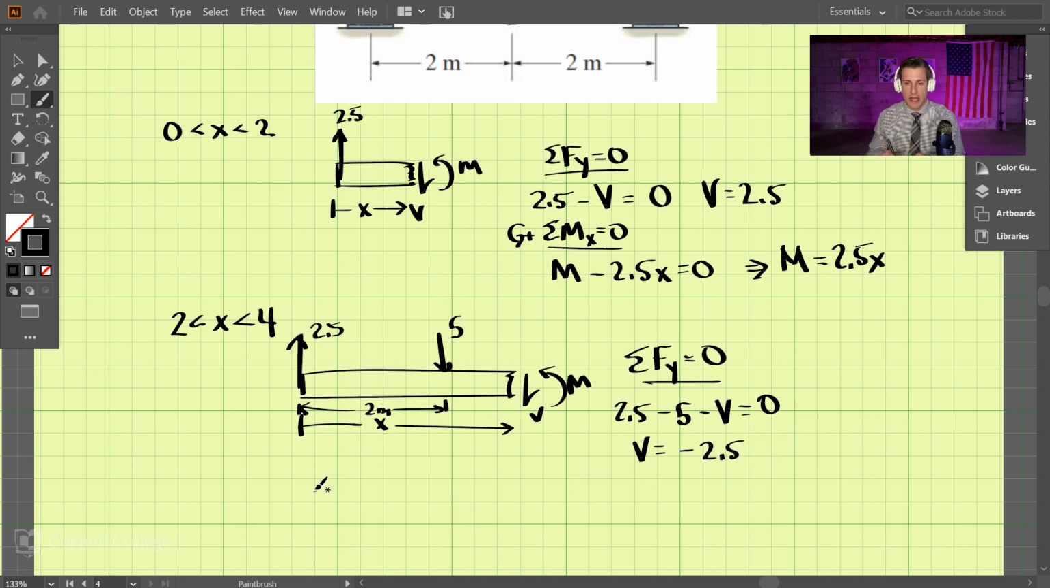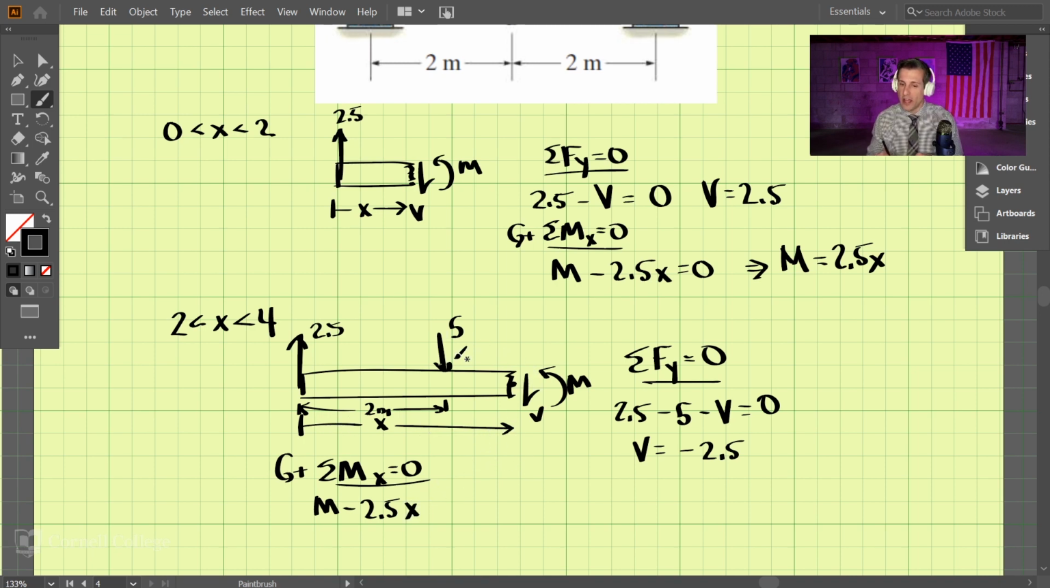All right. And then we need to sum the moments. So let's sum the moments around x again. So x is this point over here, summing the moments around x. And we have counterclockwise as the positive sign convention. So we have M counterclockwise. And then we have 2.5, which is going to be a clockwise moment, so that's going to be -2.5, and the distance that's acting away is x.